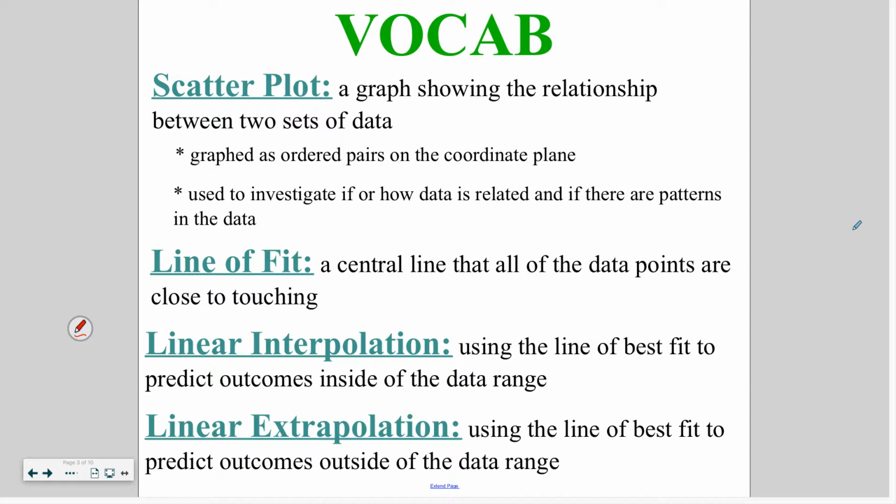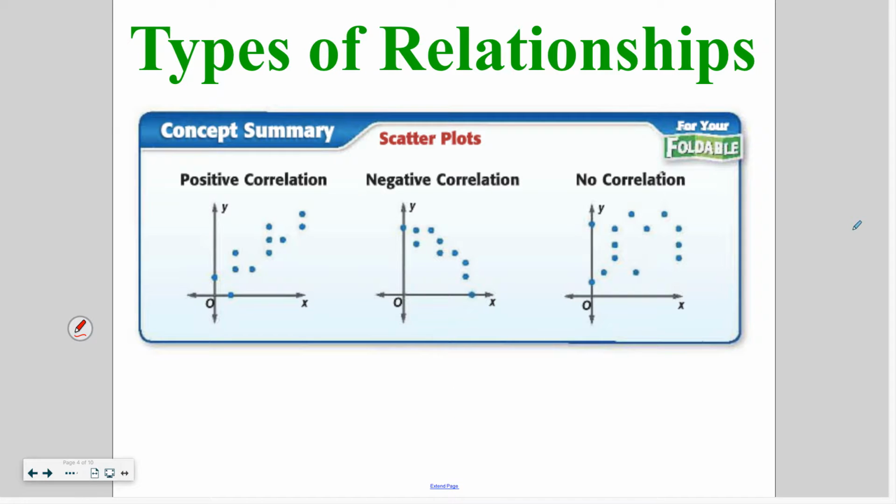Linear extrapolation is making a prediction outside of the data that you have. So again, if you're looking at ages 1 to 10 and comparing those to height, making a prediction for someone at the age of 15 would be extrapolation, because you are going outside of your highest data point, which was age 10. There are three types of relationships that we have for scatter plots.